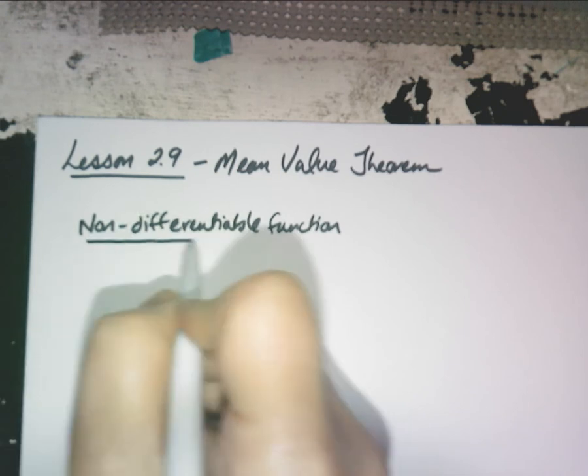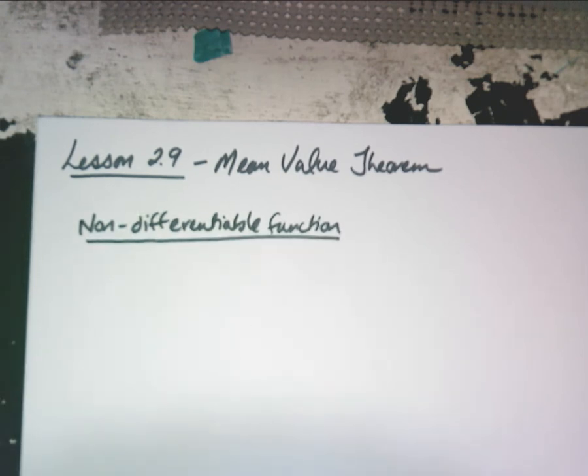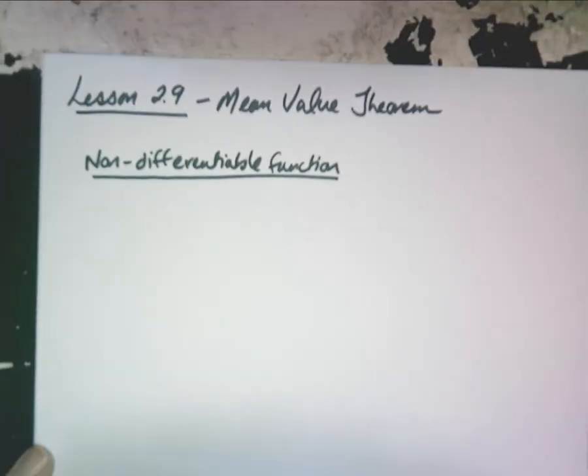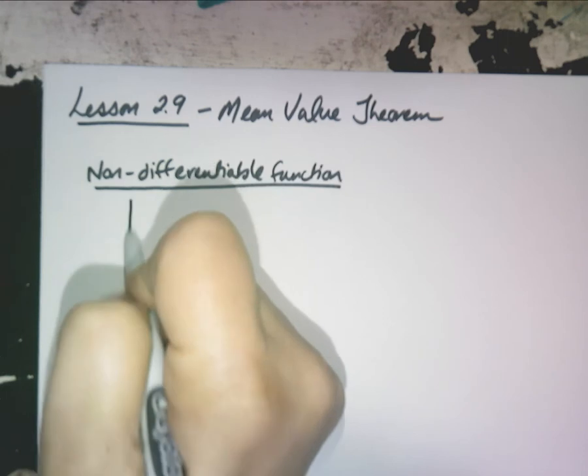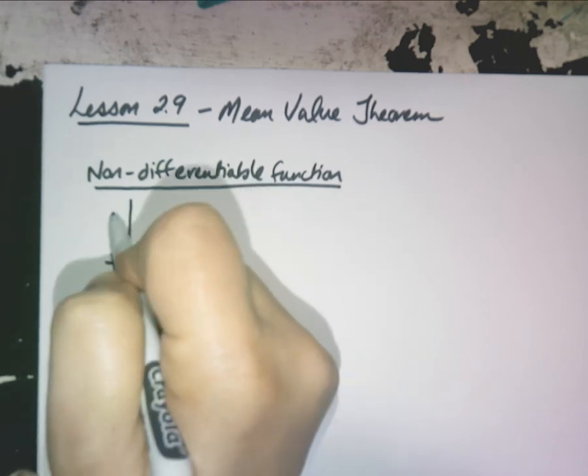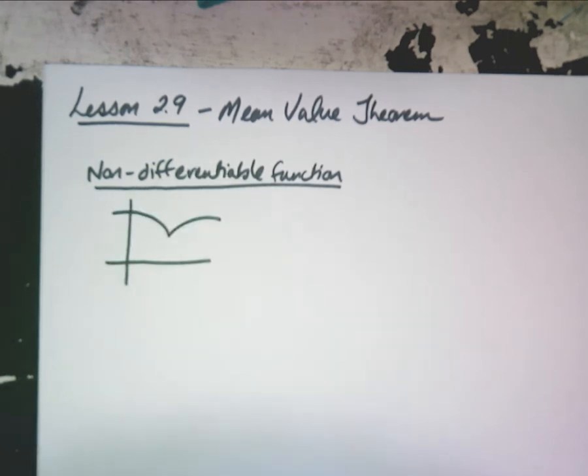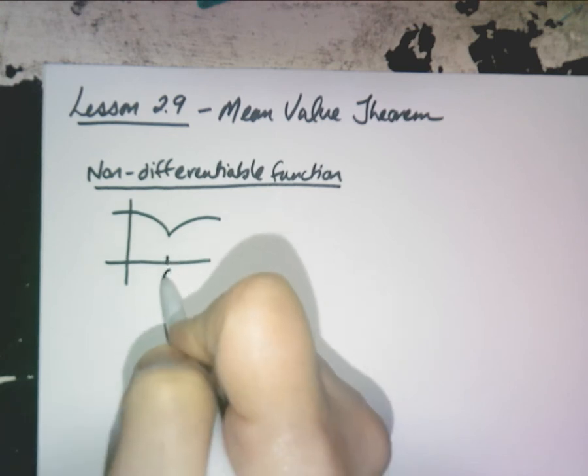You just had a test, and on your test, the first couple questions talked about where is this function differentiable, okay? And they gave you, I don't know, a picture like this. Remember that? Do you? Okay. Let's call this point A.